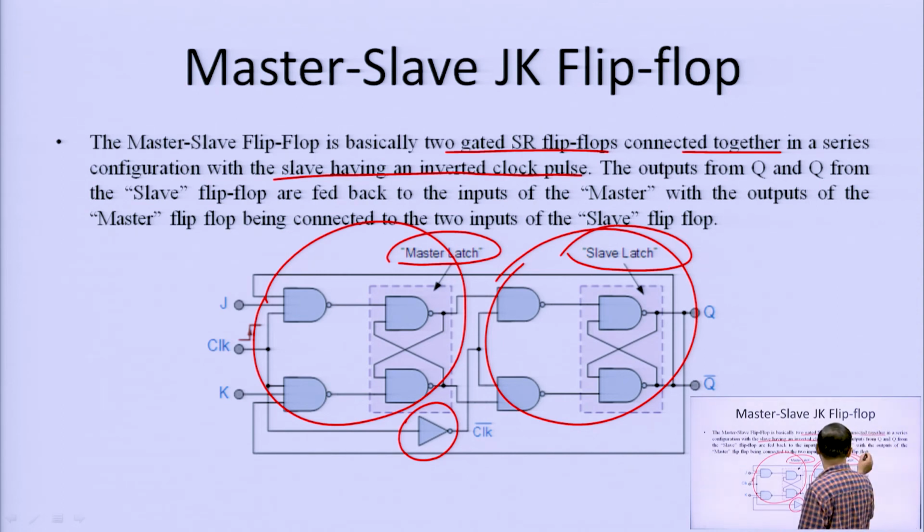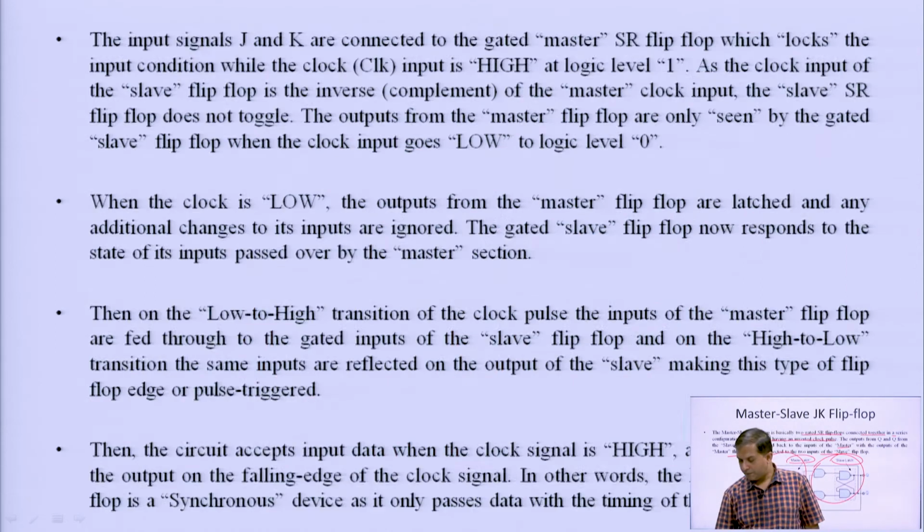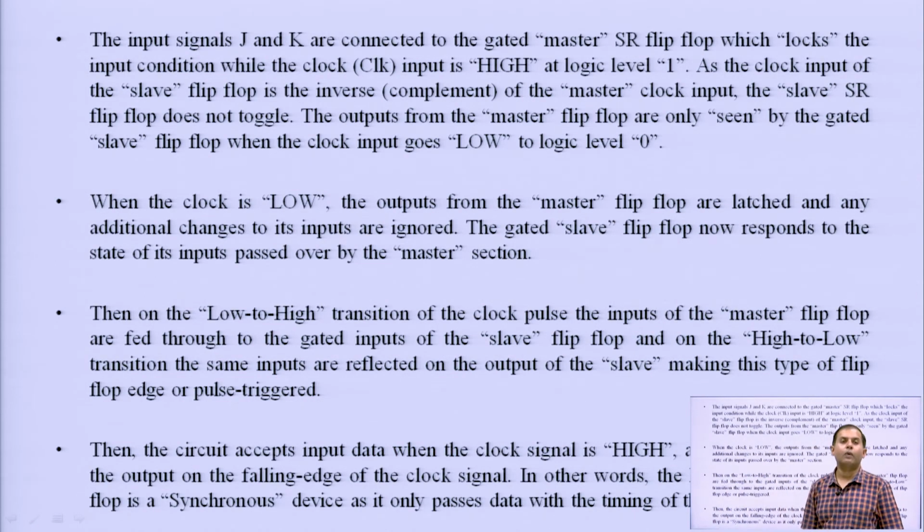We can see that the outputs Q and Q bar of the slave are fed back to the inputs, with the output of the master flip flop being connected to the two inputs of the slave flip flop. Means the outputs of the slave flip flop are given as feedback to the first one, the master. So, let us discuss the working of the master slave JK flip flop. The input signals J and K are connected to the gated master SR flip flop, which locks the input condition while the clock input is high at logic level 1.